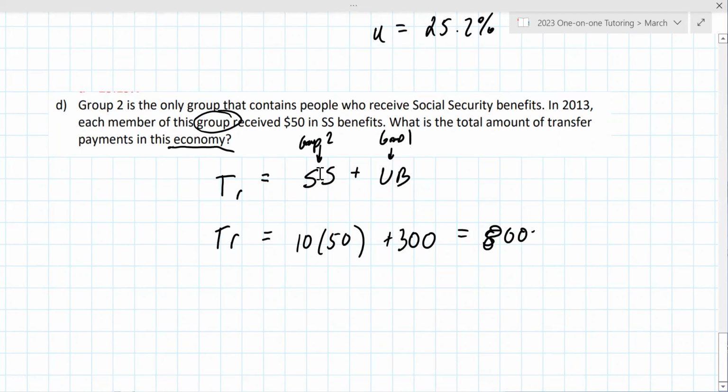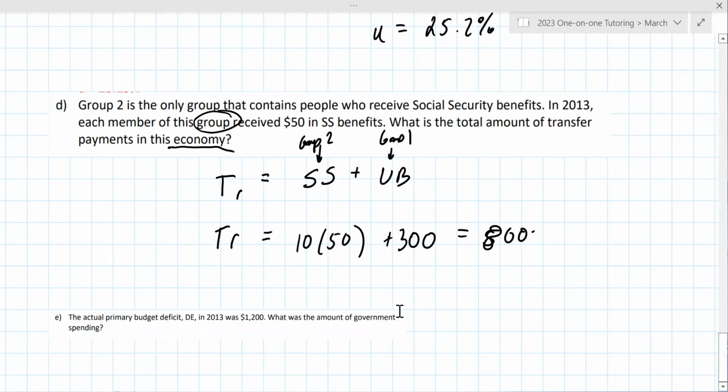In a real economy, that may not be true, but I think the idea is to keep this as simple as possible. Okay, all right, part E.